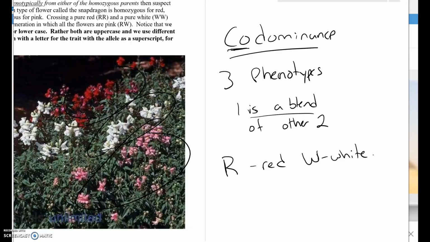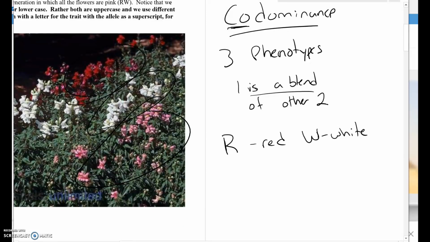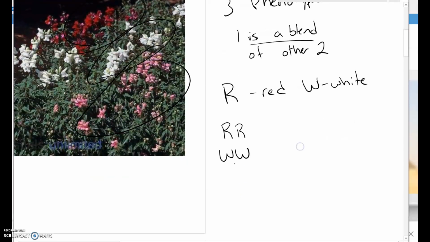So here are possible genotypes. We could have two big R's, which would be homozygous for the R allele. We could have two big W's, or we could have an R and a W. So the RR works exactly like Mendelian inheritance would, because we have the red allele and only the red allele. These would end up as red. And here we have the white allele and only the white allele. These would end up being white flowers.